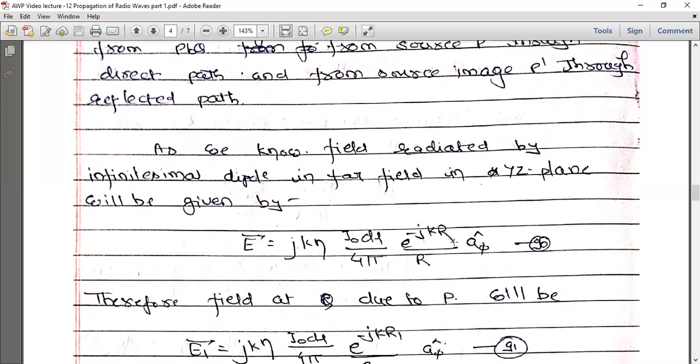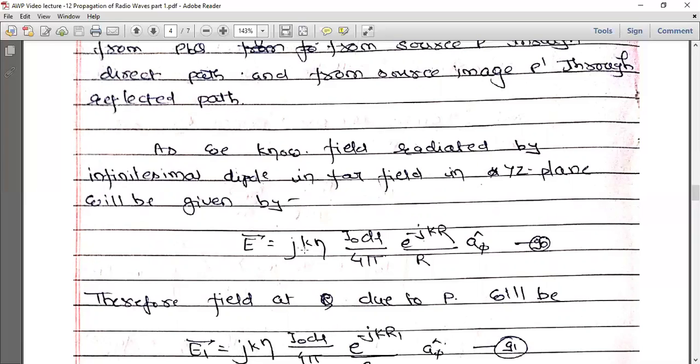We are making everything clear, and our objective is to understand how things are going on. What is this j? j is of course the complex quantity, the square root of minus 1. What is k? k is the phase constant given by 2 pi by lambda. This gives the phase variation per unit length. Eta is the intrinsic impedance of the medium. We are considering that the medium above the ground surface is just free space or vacuum, so eta is given by square root of mu 0 upon epsilon 0. I0 is the constant current flowing in the infinitesimal dipole placed at point P. dl is its length.